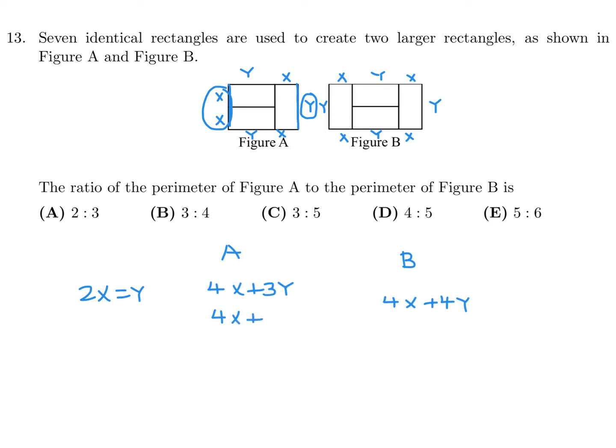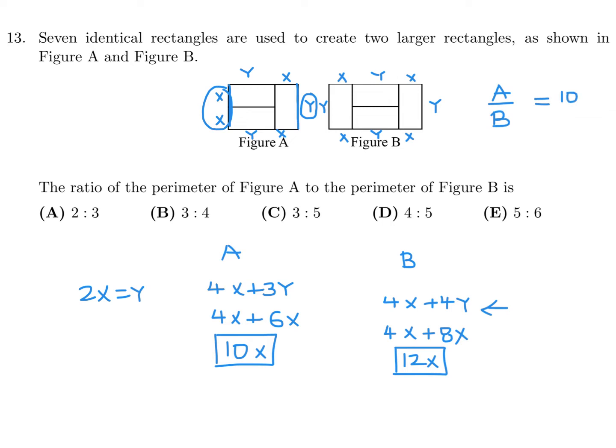So this becomes 4x plus 3 times 2, so 6x, which is 10x. Okay, that's good. Let's do the same type of substitution there. So 4x plus 8y. Sorry, 8x. 8x. That's what I meant to say. And that's 12x. Okay, great. Now we can make a comparison. The ratio of perimeter of A to B. So A is 10x. B is 12x. The x's cancel, and you get 10 over 12, which is 5 over 6 in lowest terms. That would be choice E for number 13.